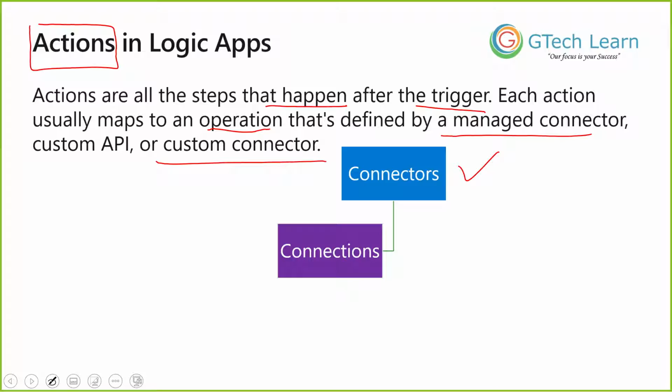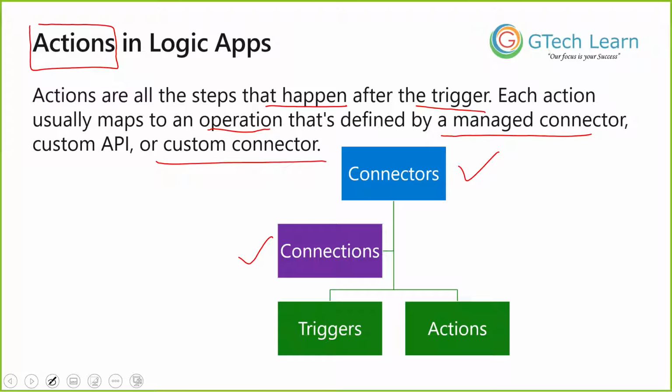Along with the connectors, I'm going to have my connections over here, technically the authenticated and authorized access, impersonated access, or direct access to those particular connectors. And my connectors may or may not have triggers and actions. So there are situations where my connector can have both triggers and actions.